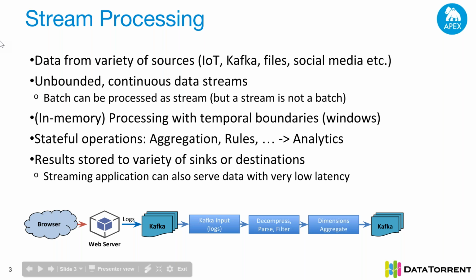At the same time, when you are doing stream processing, you need to yield the results. Those results can be yielded at some point in time. That's why the stream processing engine also demands temporal boundaries, where you can yield different types of results. There are different types of operations you can support in stream processing, such as aggregation and rule evaluation, and this constitutes your different types of streaming analytics.